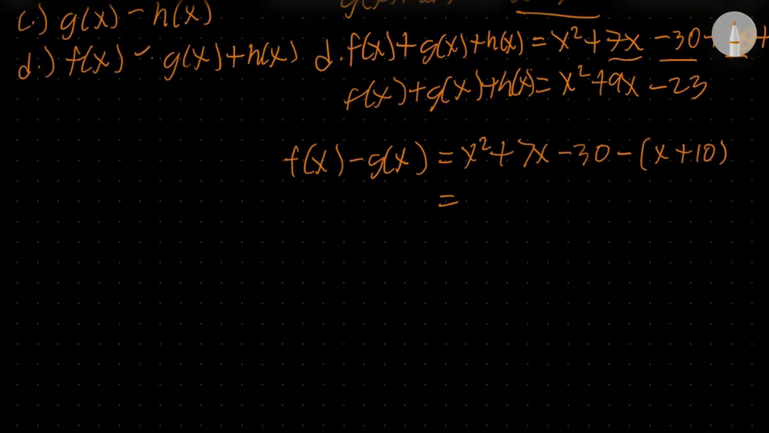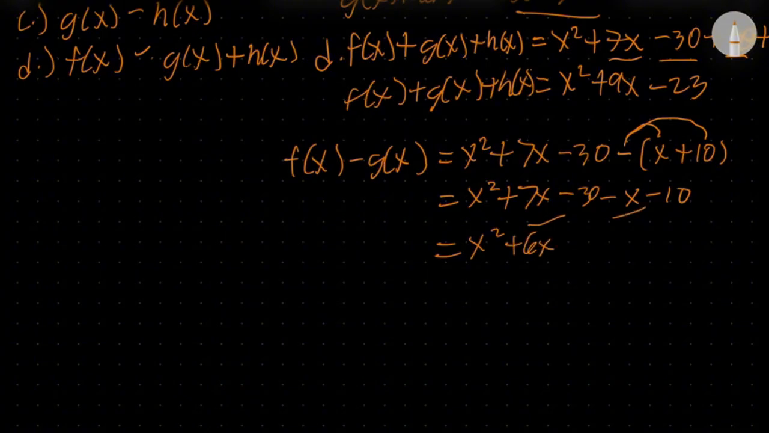We are going to multiply this x plus 10 into the negative sign. Therefore, we'll get x squared plus 7x minus 30 minus x minus 10. Now we're gonna add up like terms, or subtract like terms. 7x minus x is 6x. Negative 30 minus 10 is negative 40. And that is f of x minus g of x.